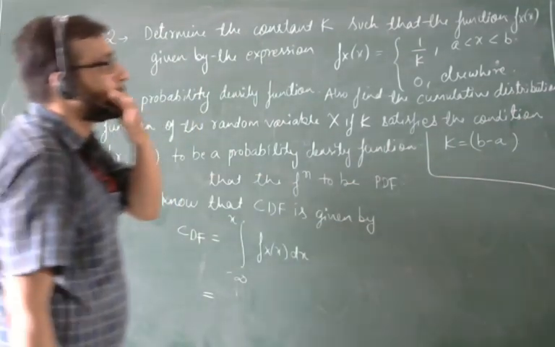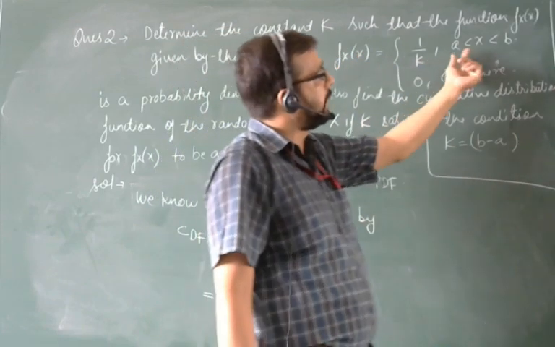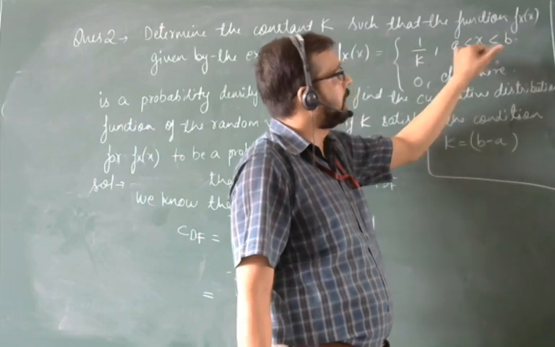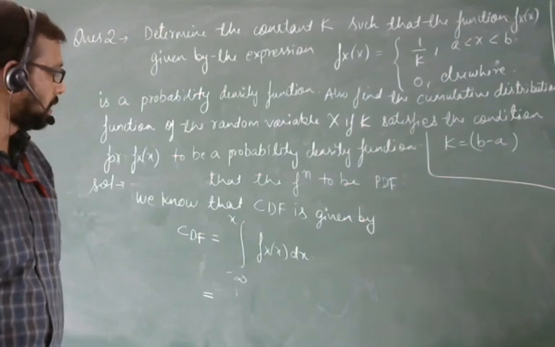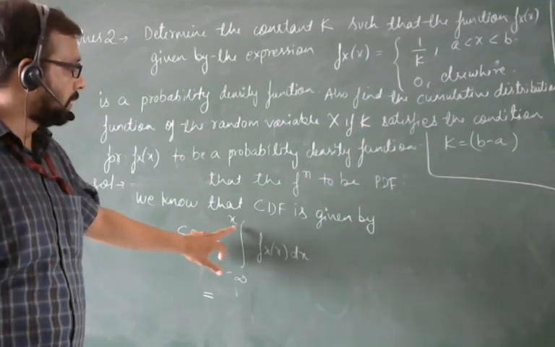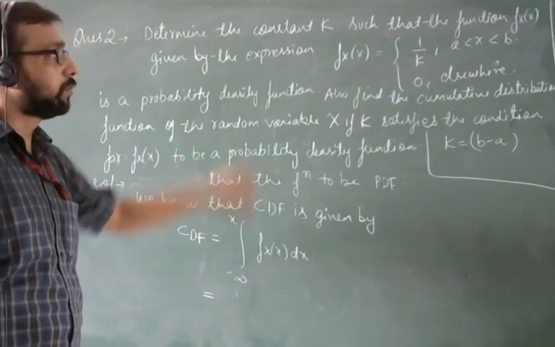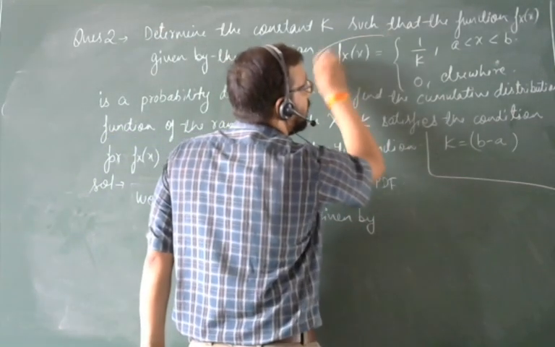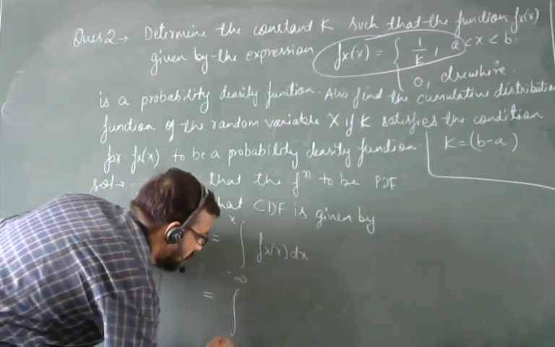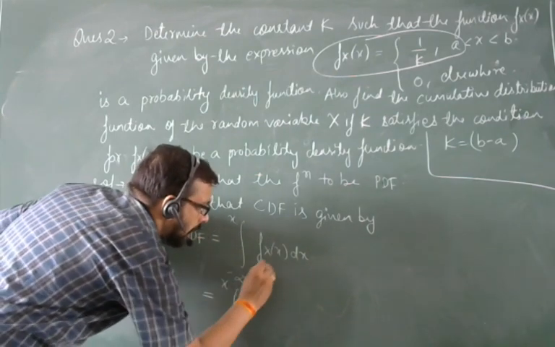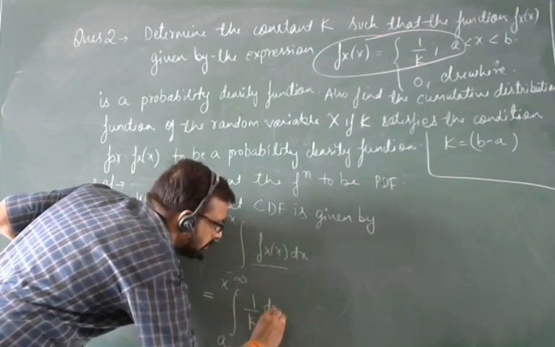now we know that the function PDF is defined only between a to b, that is for x greater than or equal to a and less than or equal to b. Here the maximum limit is x, then the lower limit here is minus infinity. Now according to the numerical, according to this part, the limit changes from a to x, and this f(x) is 1 upon k into dx.